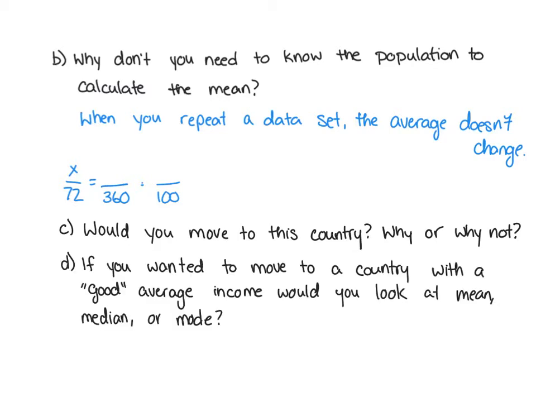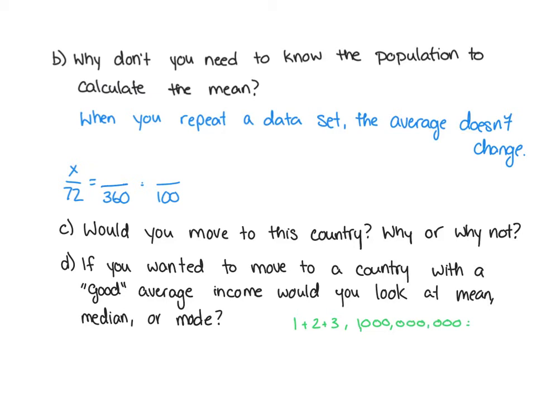The final question is asking you, if you wanted to move to a country with a good average income, would you look at mean, median, or mode? Basically what you're looking at is which ones are the hardest to manipulate or to hide the data. If you had a mean, if you had 1, 2, 3, and a million, your average is going to seem quite high, even though only one person is making $1 million. Most of them are making $1, $2, or $3.